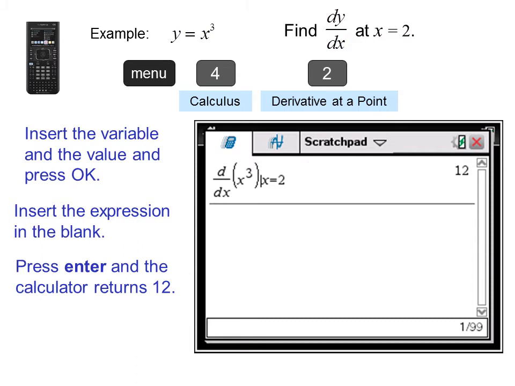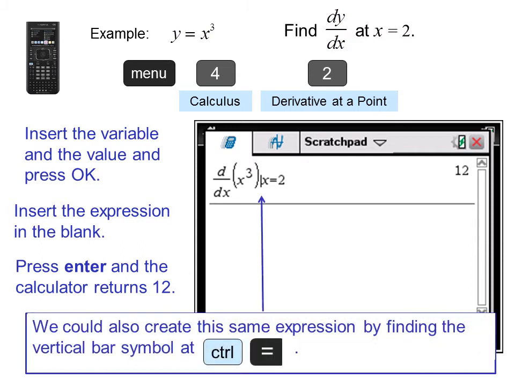Another way we could accomplish this same thing is we could also create this same expression by finding the vertical bar symbol at control equals, which might be a little more straightforward and easier to remember.